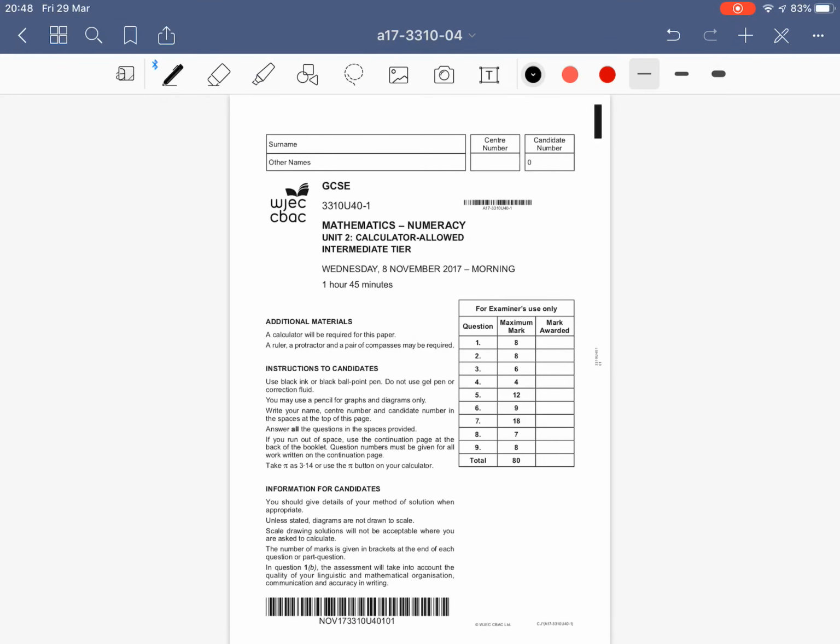Mathematics, Numeracy, Unit 2, Calculator Allowed, Intermediate Year, November 2017.